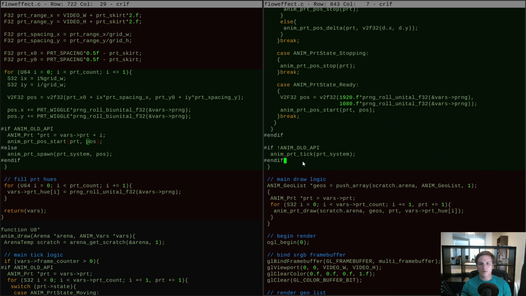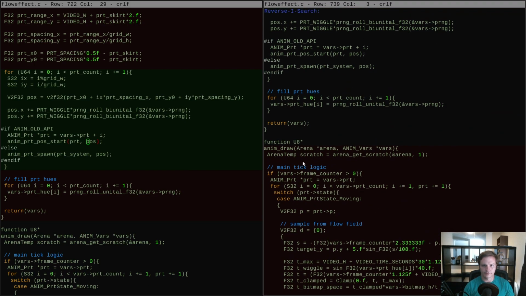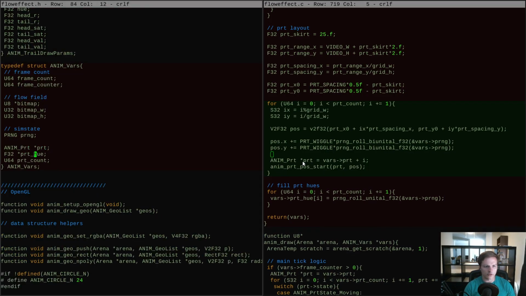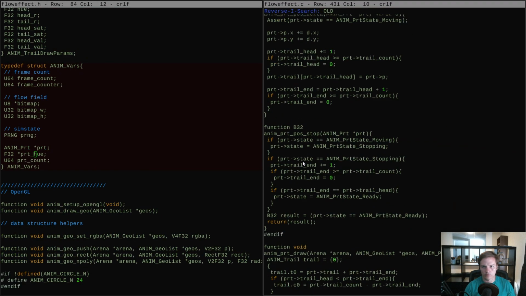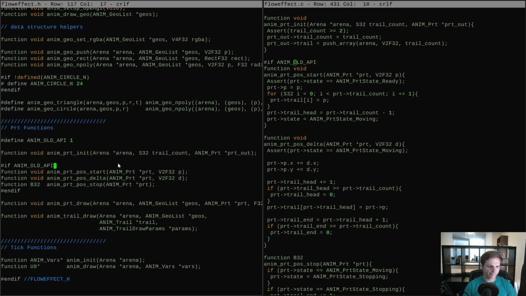What am I trying to do here? Let me take a step back and explain what exactly I'm picturing. So I feel like something's still going wrong in my search here. Right now I have an array of particles, and I initialize them, and then I have these little state machines running inside them, and I also have a trail inside each one.